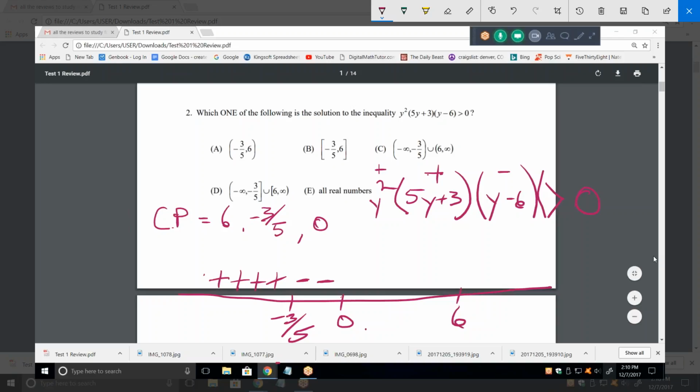Pick a number between 0 and 6. 5. Pick a simpler number. 1. Good. Always use 0 and 1 if you can. Okay, what's y squared? Positive. What's 5y plus 3? Positive. What's y minus 6? Negative. So we're negative in that whole interval. And we've already figured out that when we're to the right of 6, it's positive. So now we have our solution. Now I guess, well, which answer is it? You tell me. D.